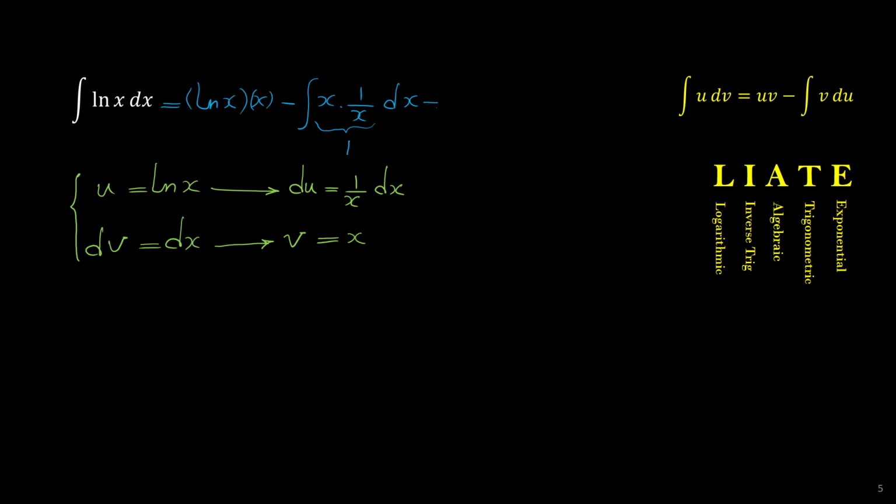And so the answer is ln of x times x minus x plus c. It's a good idea to rewrite your answer in this form. Instead of writing ln of x times x, write it as x ln of x minus x plus c. Note that between ln of x and x is multiplication, and we can change the order in the multiplication. So the integral of ln of x dx is equal to x ln of x minus x plus c.